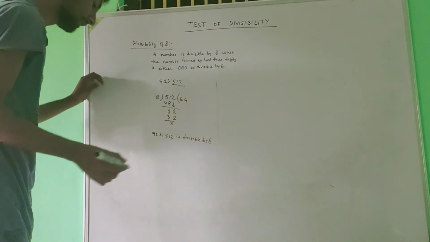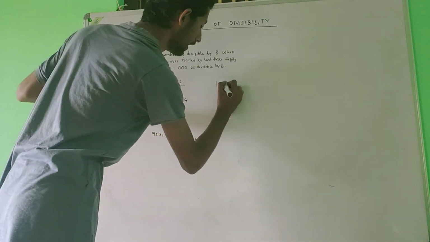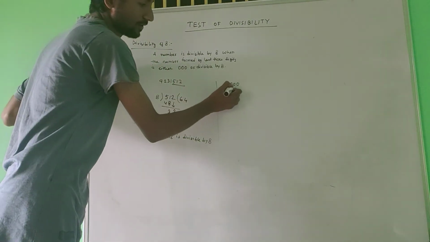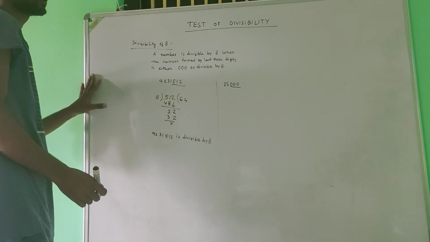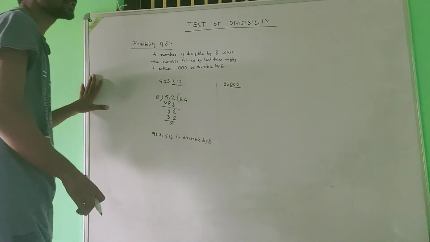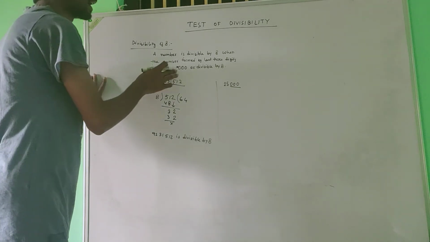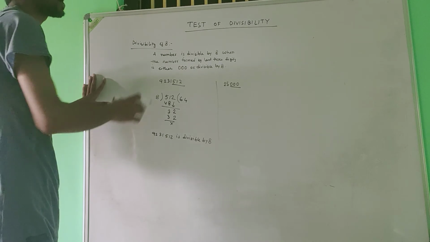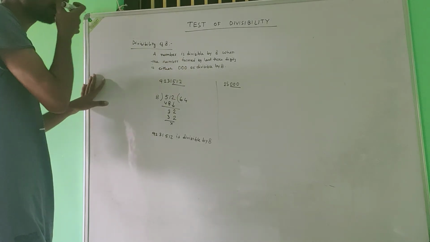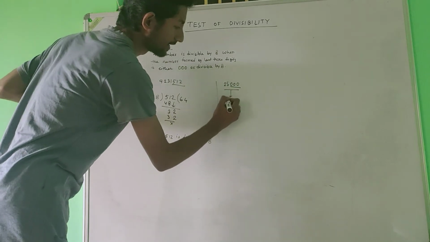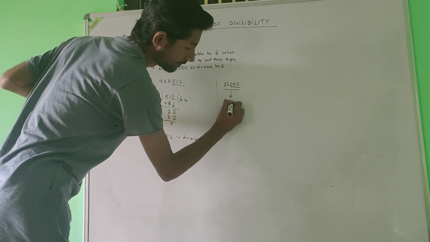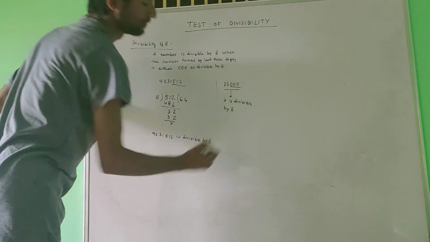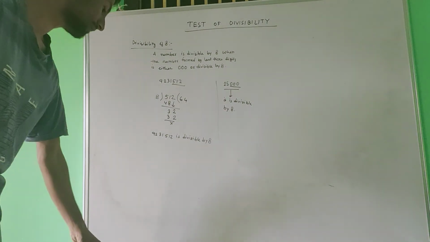Similarly, suppose we have the number 25123. Now over here you can see the number formed by the last 3 digits is 000, and we said that if the number formed by the last 3 digits is either 000, then it is divisible by 8, so directly we can say that it is divisible by 8.